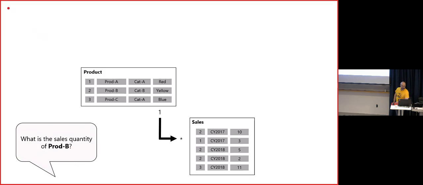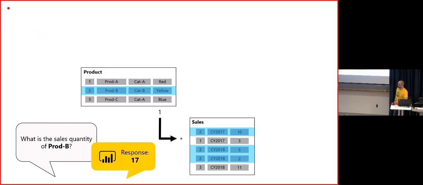We have a product ID, we have a year, we have a quantity, and we have a product table, and there is a relationship from the product table to the sales table. Now, what this means is, if somebody asks the question, what is the sales quantity of product B? We put a filter on the product table, and I want you to look at how product two filter propagates to the sales table. There are three rows for product two, and the total quantity is 17. This is what a relationship does.